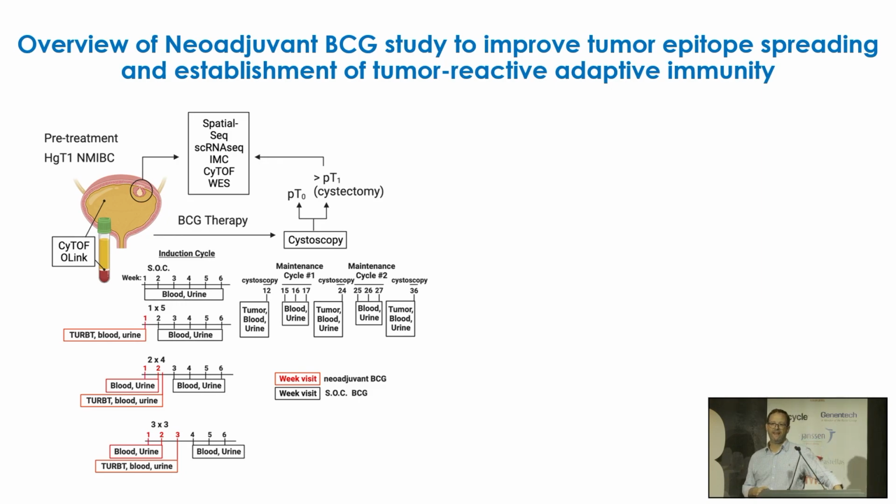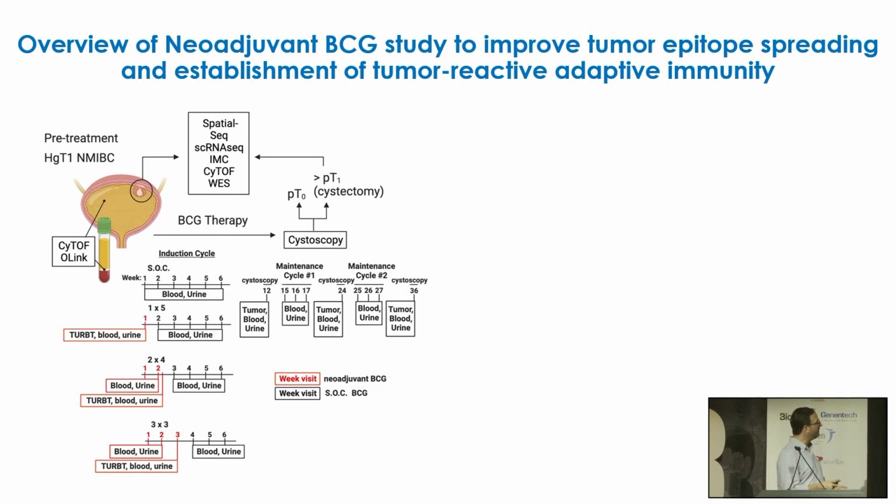This is just a schematic of a study that John and I are very much in design of, where we're comparing standard of care therapy, shown up here, to a 3x3 design where one group will get one installation of BCG neoadjuvant, followed by resection, followed by immediately being put onto standard of care. Compare that to 2 installations or 3 installations.